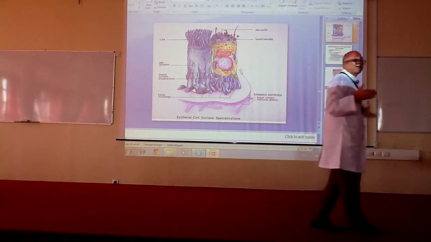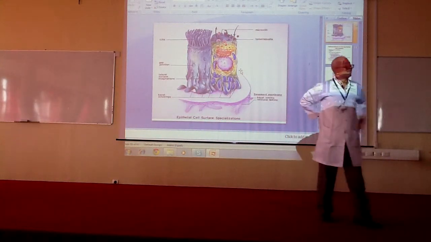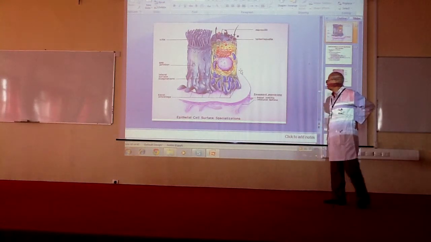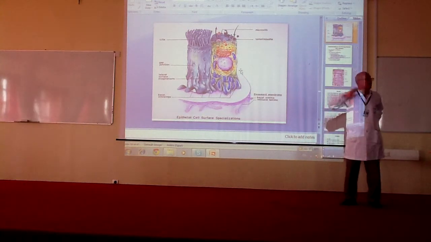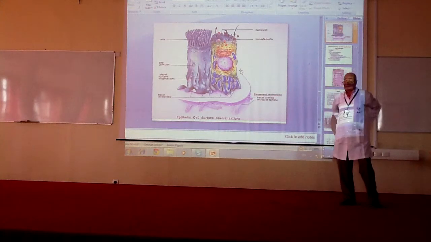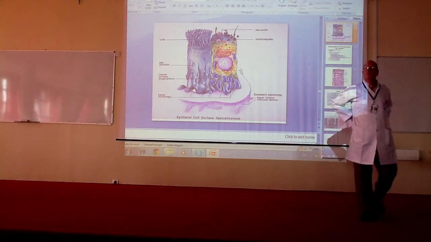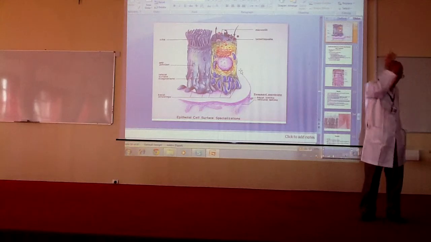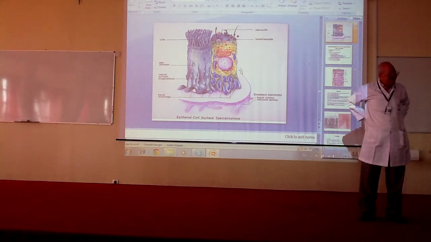No, clear. So, what are the modifications on the surface? Cilia. Microvilli. If the microvilli are very numerous, they form a brush border. Okay? What else?